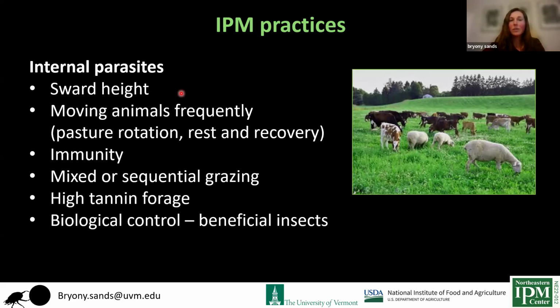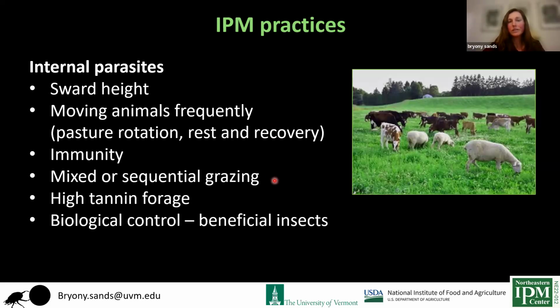A key way of doing this is obviously using rotational grazing, moving animals frequently onto a new, clean pasture, allowing pastures to rest and have enough time to recover. Obviously, that's good for forage health and production, but also for breaking these transmission cycles of internal parasites on our pastures, and allowing animals to gain their natural immunity, as I mentioned.